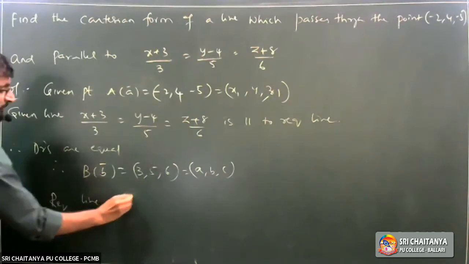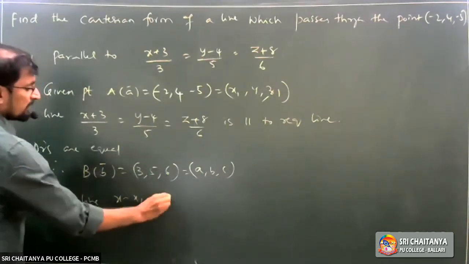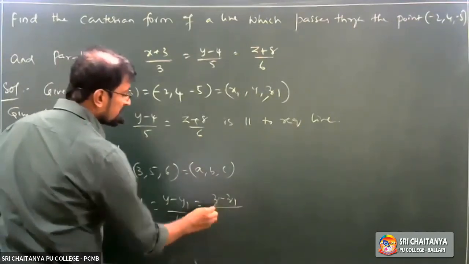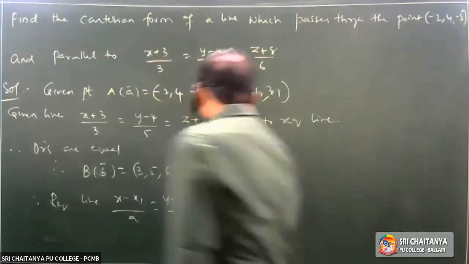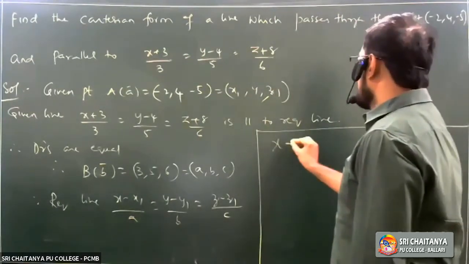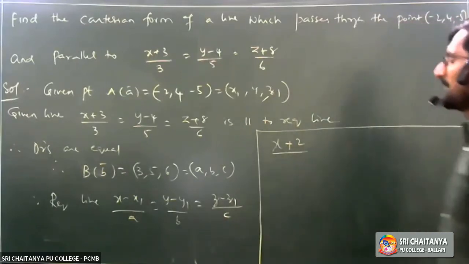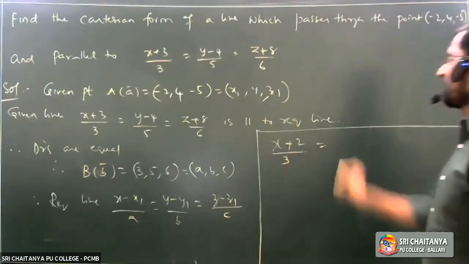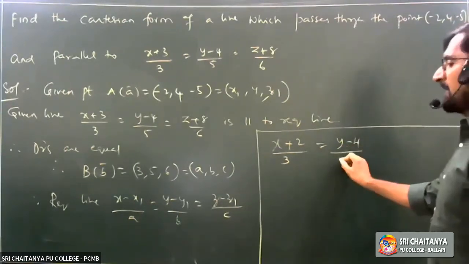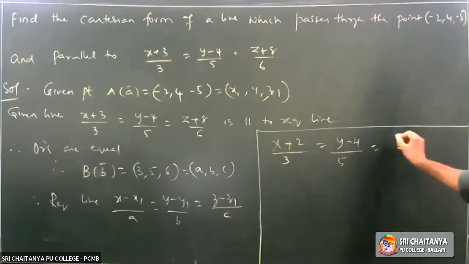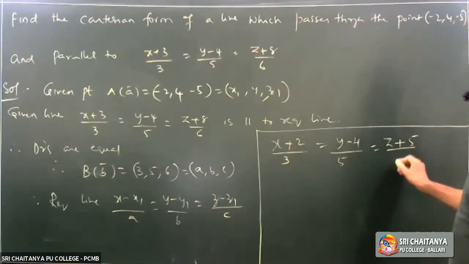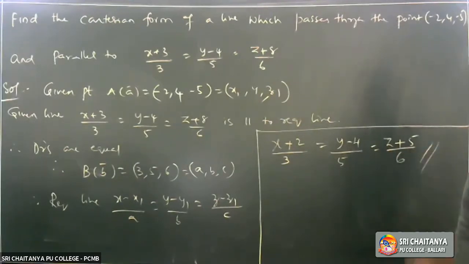line: (x-x1)/A = (y-y1)/B = (z-z1)/C. All right. That means you are going to get x minus x1, what is x1? Minus 2. It becomes (x+2)/3, A is equal to 3. (y-4)/5, B is equal to 5. (z-(-5)), that is (z+5)/6, C is equal to 6. So this is the required line.